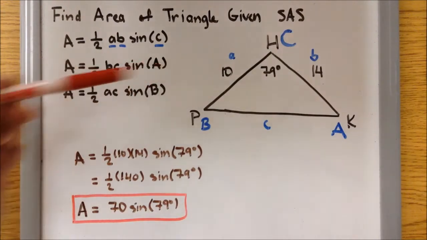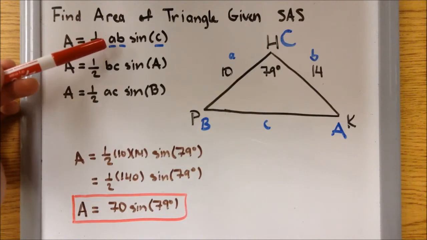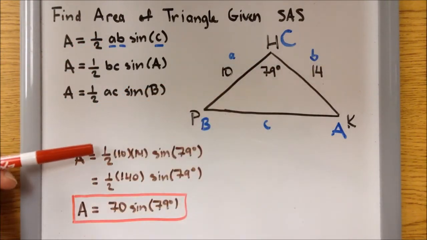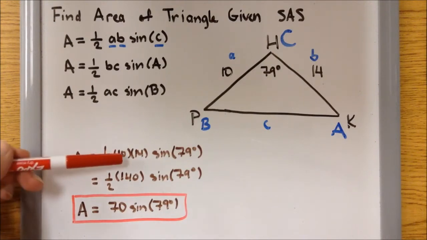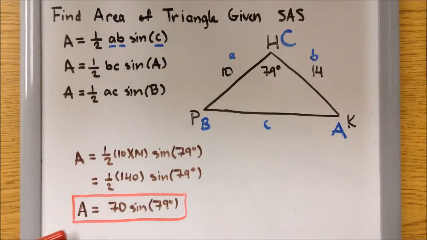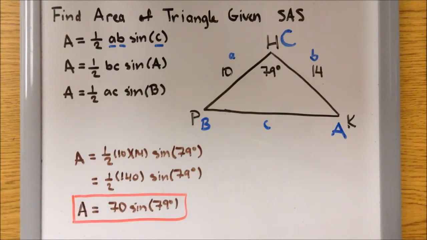And then once you label it, it doesn't matter which form, but if I say I want to use this one, I label that my a and b. Plug it in, 1/2 times 10 times 14 times sine 79 degrees. Simplify, and then my final answer is area equals 70 times sine of 79 degrees. Once you finish the setup, then it just takes a couple seconds to plug this in and get a decimal answer.